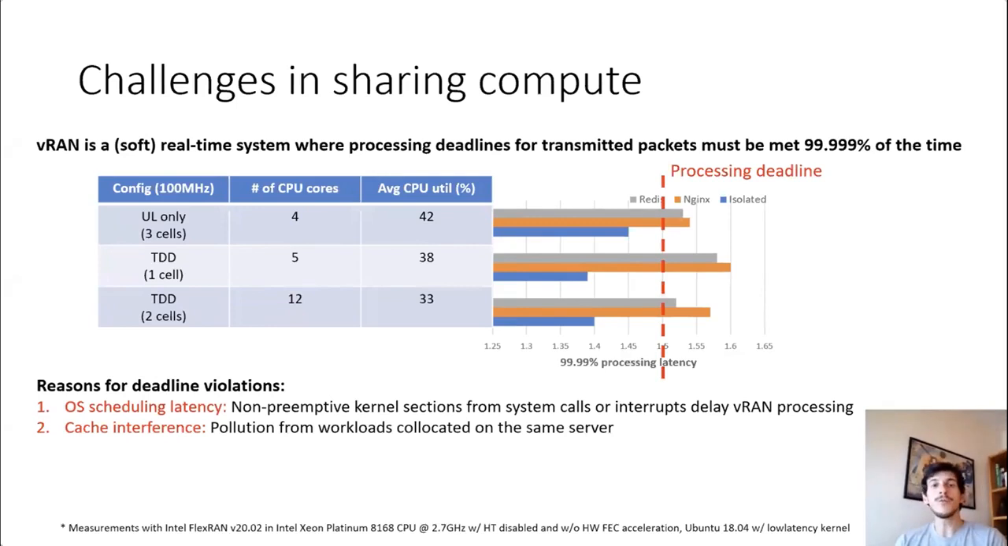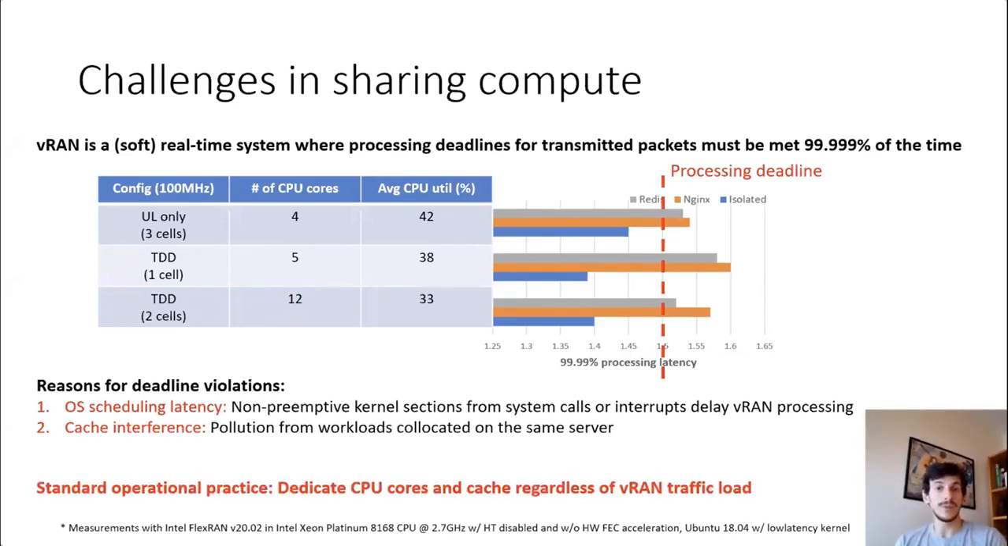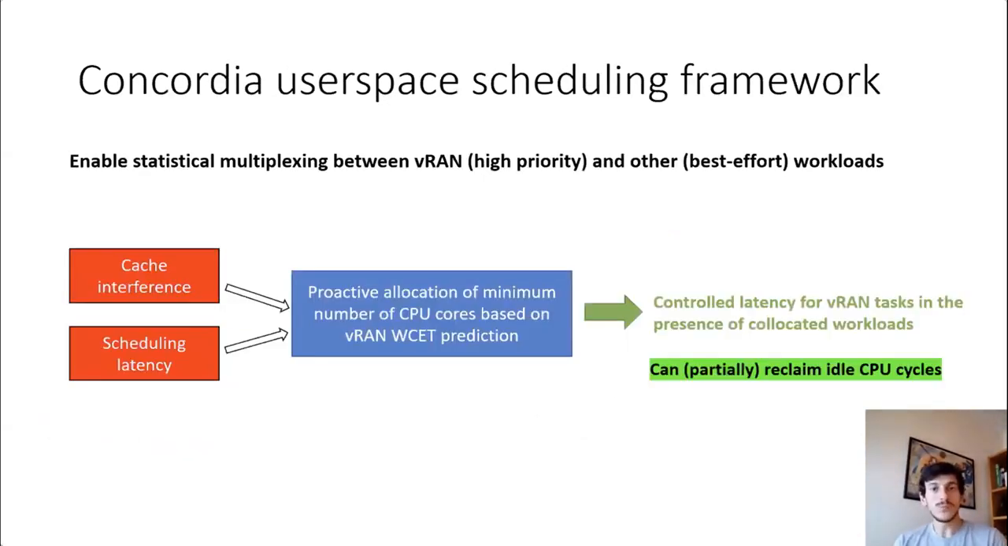Now, both of those reasons are well known in the literature, and a standard operational practice to mitigate them and ensure 5 nines of reliability is to dedicate CPU cores and cache to the vRun regardless of the traffic load, which effectively leads to a huge waste of compute resources. So to deal with this problem and to allow the statistical multiplexing of the vRun with other workloads, we designed a user space scheduling framework which we called Concordia.